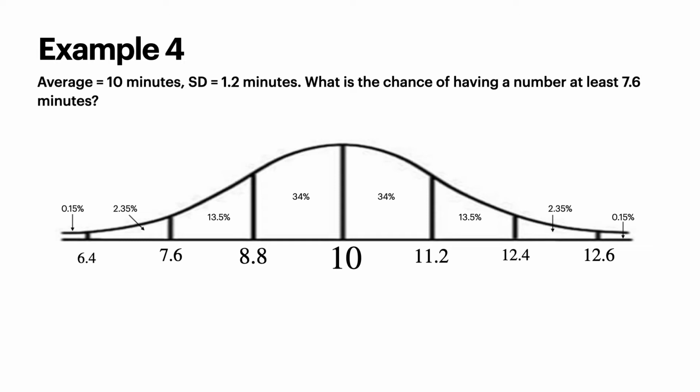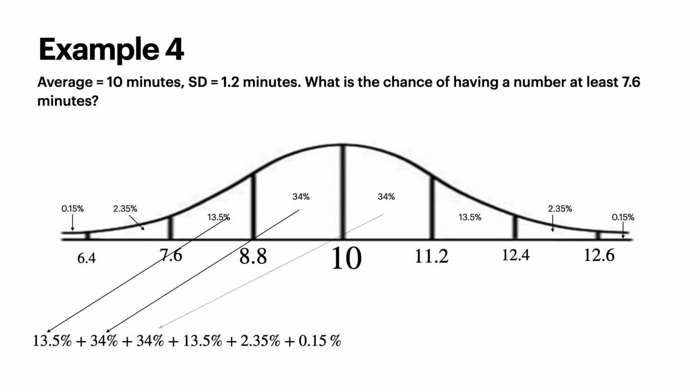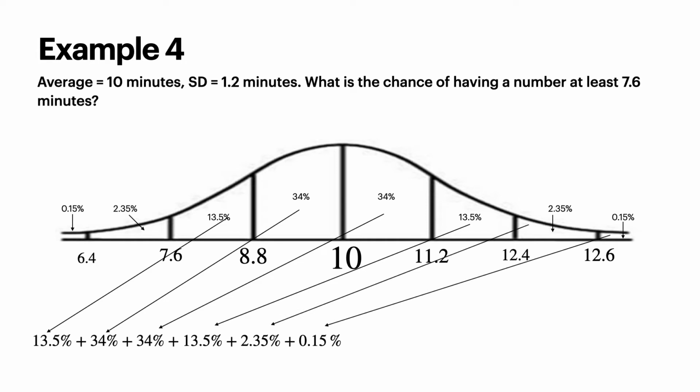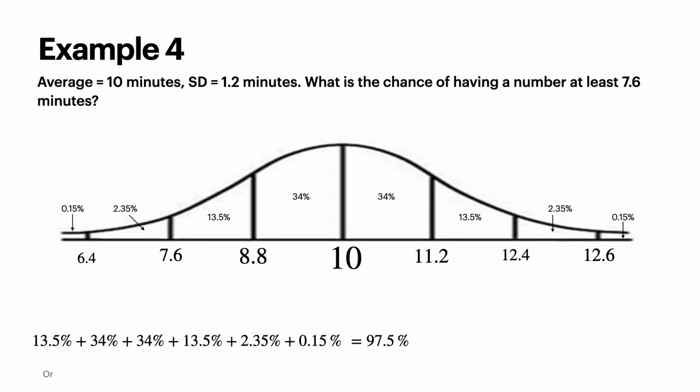Great. Okay, so what is the chance of having a number that's at least 7.6 minutes? At least 7.6. So 7.6 or greater, right? Well, that means we're going to have to add all the probabilities that are after 7.6. So that's what I've done here. You can see where the numbers come from by the arrows. I'm adding all of the probabilities after 7.6. That gives me 97.5.